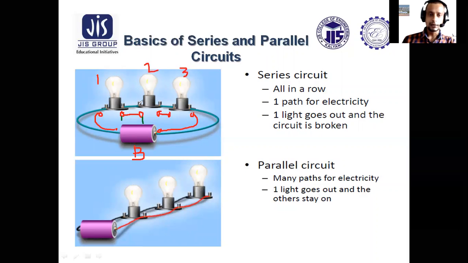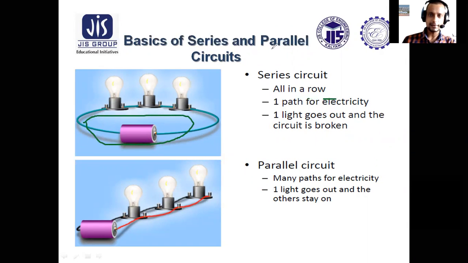start, the second's end terminal will be connected to the third's start terminal. So one ends, another starts. This is called a back-to-back connection. This is known as series combination. So in a series circuit, all are in a row. All are in a row. Now, when the battery is connected to all these three bulbs, the circuit gets completed through this path.